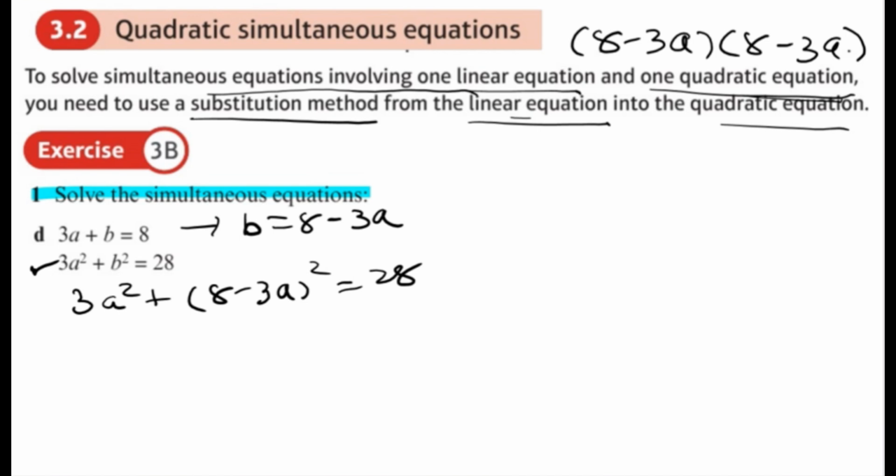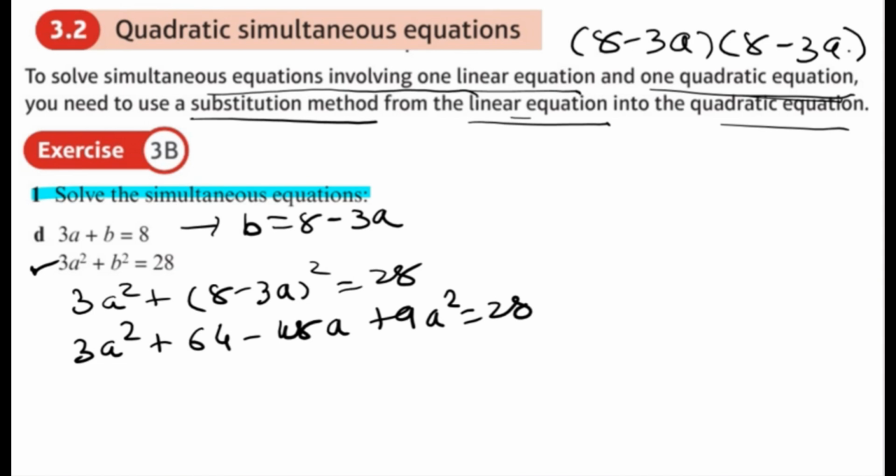So you can use expanding brackets. So you will get 64 minus 48a plus 9a squared is equal to 28. To find the value of a, we have to write it in general form, in simplified form. So 9a squared and 3a squared will give you 12a squared minus 48a, and 64 minus 28 will give me plus 36 is equal to 0.